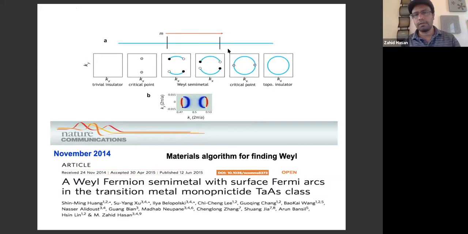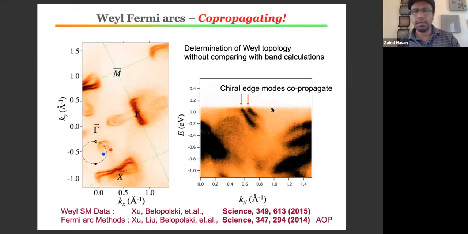So that idea led to this new development, and then we found new classes of compounds. But it's not just what the bulk band is doing; is there a chiral edge mode in the system? Again, we had to introduce a loop cut idea experimentally that can catch these chiral edge modes in ARPES. These edge modes co-propagate, and if they co-propagate, then they must terminate on Weyl nodes.